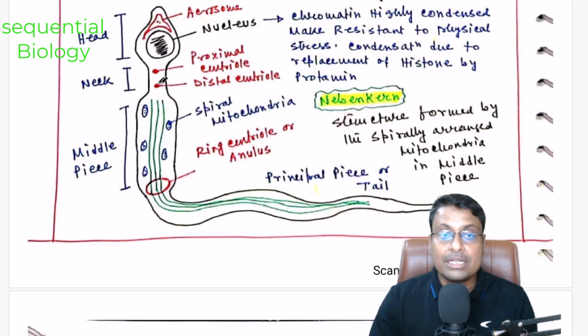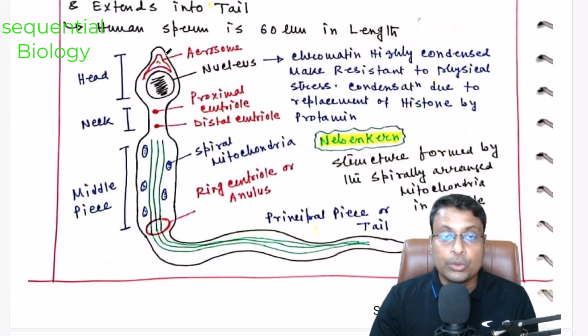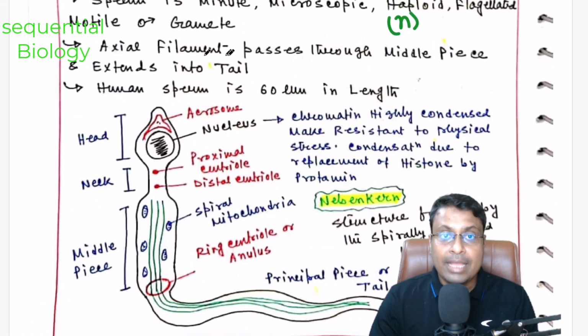So all of these regions are covered by plasma membrane. Since it is an animal cell, there is no cell wall, only the plasma membrane covers the structure. Then the axial filament passes through the middle piece and extends into the tail. This is the axial filament. It passes through the middle piece and extends up to the tail. And the human sperm is 60 micrometers in length.